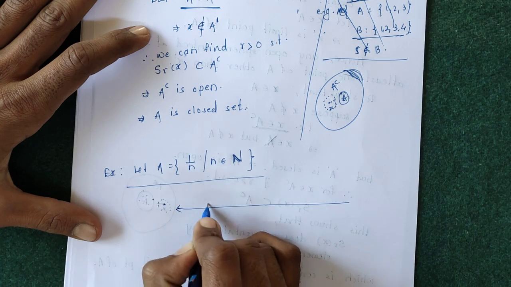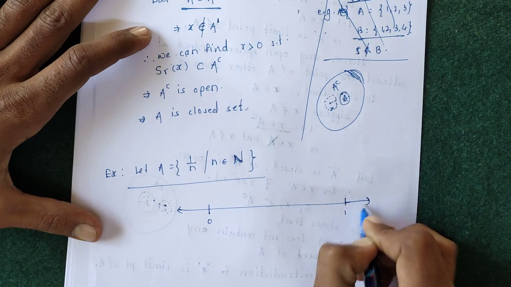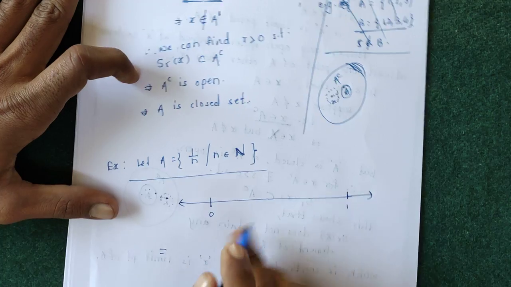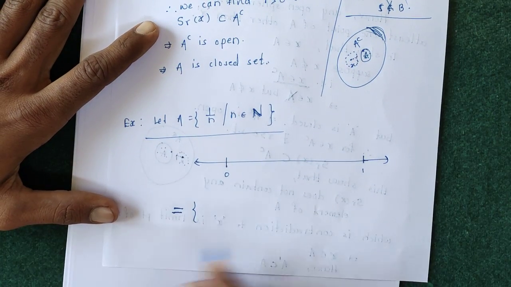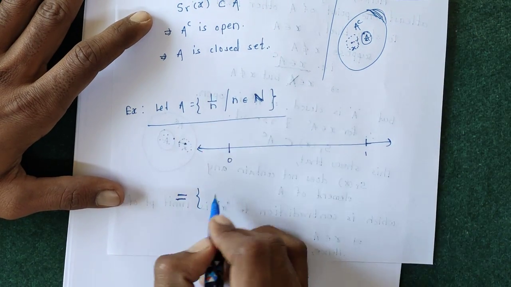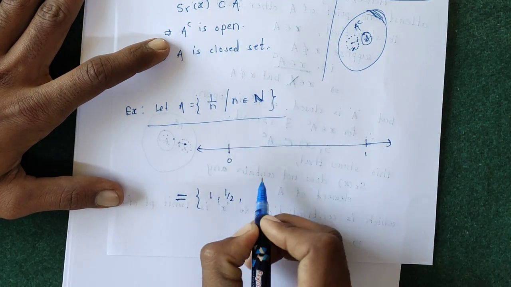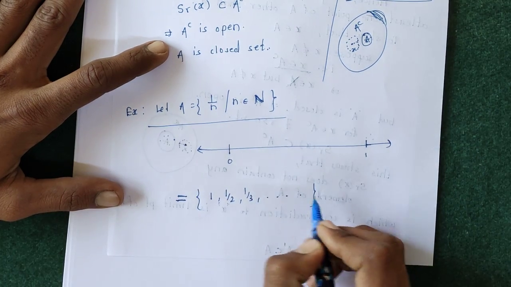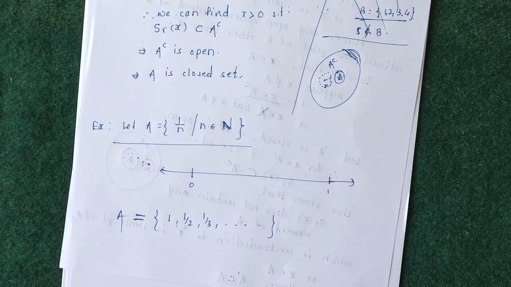Suppose this is the real line, this is 0, this is 1. If you put the value of n equals 1, then you will get 1. This is not a proper answer, we just want to find the limit points. If we put n equals 2, we get 1 by 2, if we put n equals 3 and so on. This is the set, and we have to find the limit points of this set A.